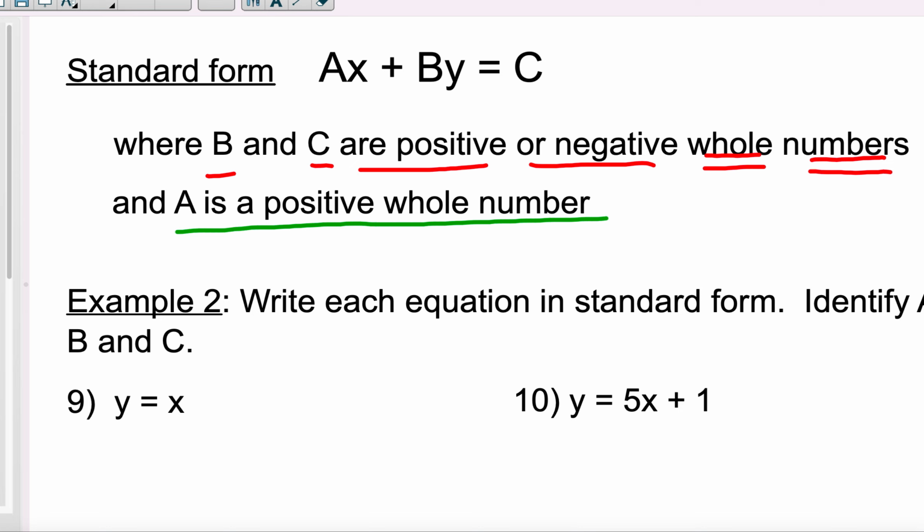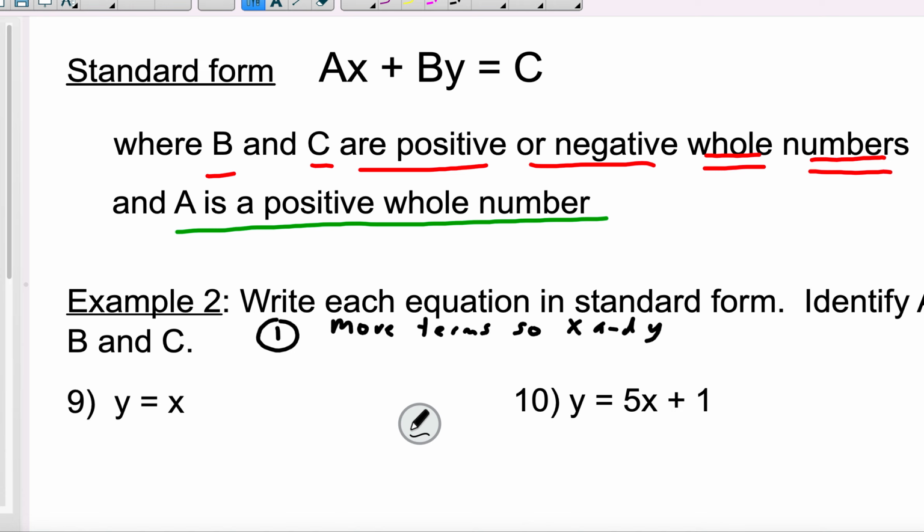So let's come down here. First of all, you want to move the x and the y terms on the same side of the equal sign. So let's do that. I'm going to subtract x, so I get negative x plus y equals 0.